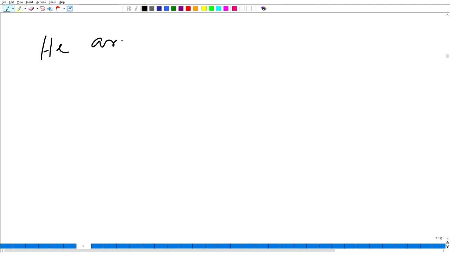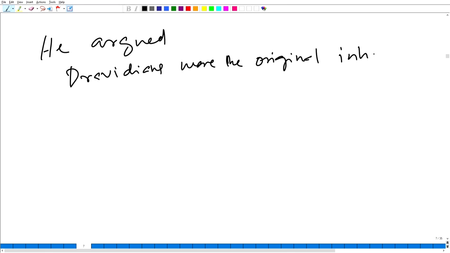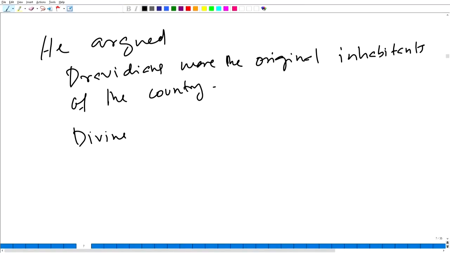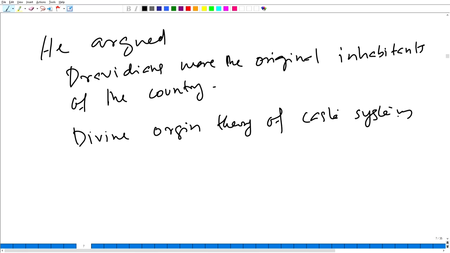He argued that Dravidians were the original inhabitants of the country, the Aryans were the invaders. They enslaved the Dravidians and established their hegemony, and they then discovered the divine origin theory of the caste system to exploit the natives.